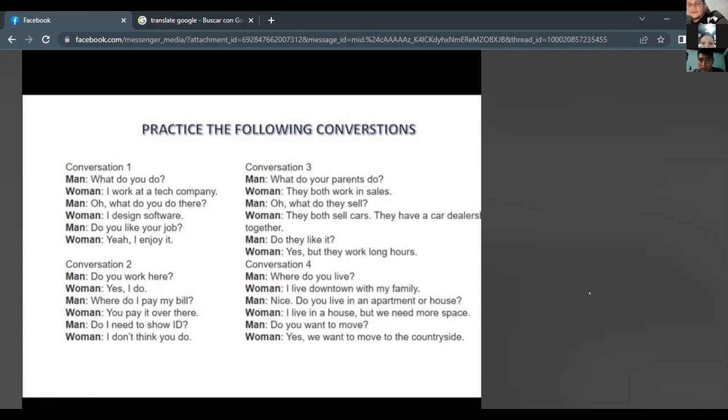What do your parents do? They both work in sales. Oh, what do they sell? They both sell cars. They have a car dealership together. Do they like it? Yes, but they work long hours.